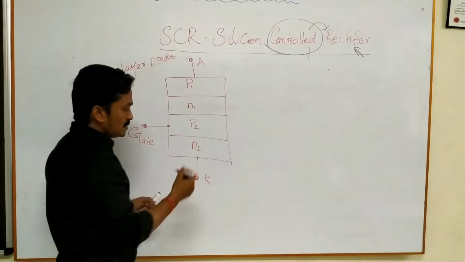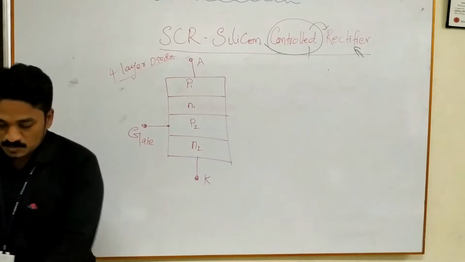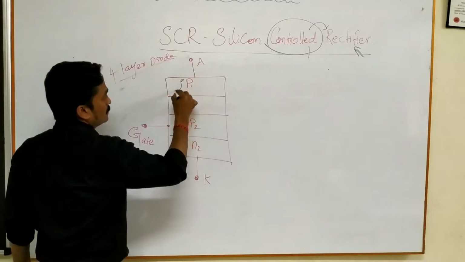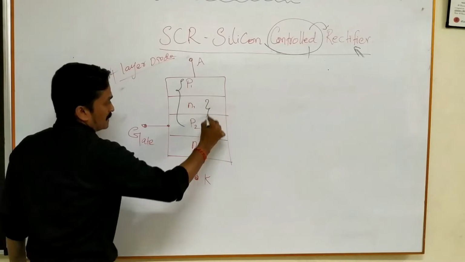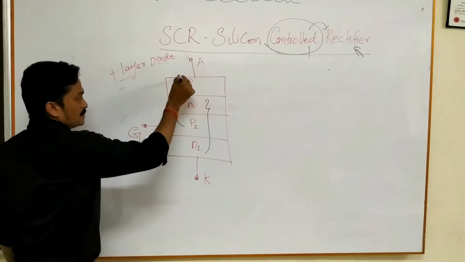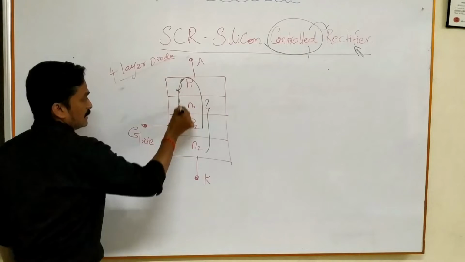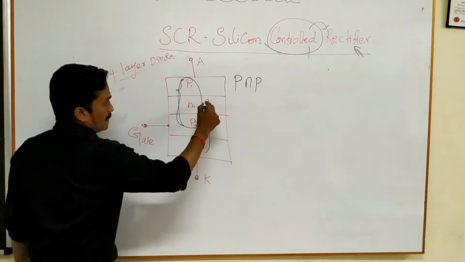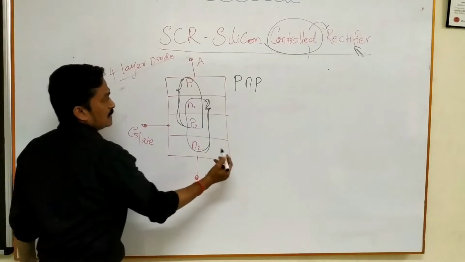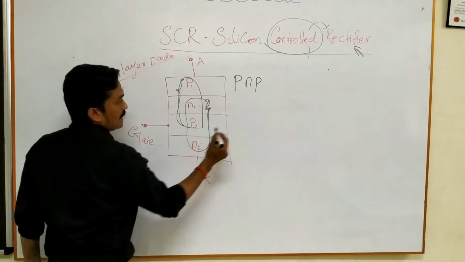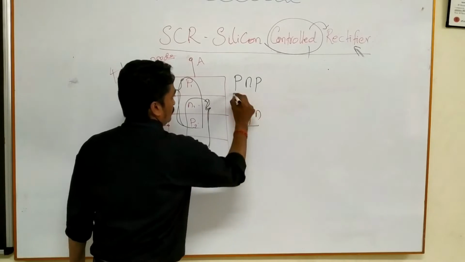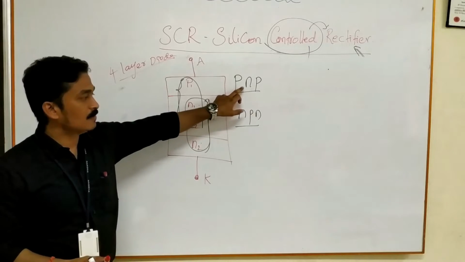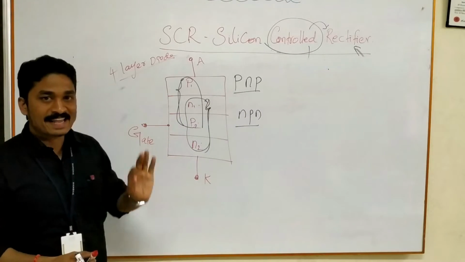If you look at this picture closely, we can see that two transistors are involved. Looking from here to here, this particular portion acts as a PNP transistor, and from here to here, this acts as an NPN transistor. So in the construction, two transistors are involved: one is the PNP transistor, and the other is the NPN transistor.